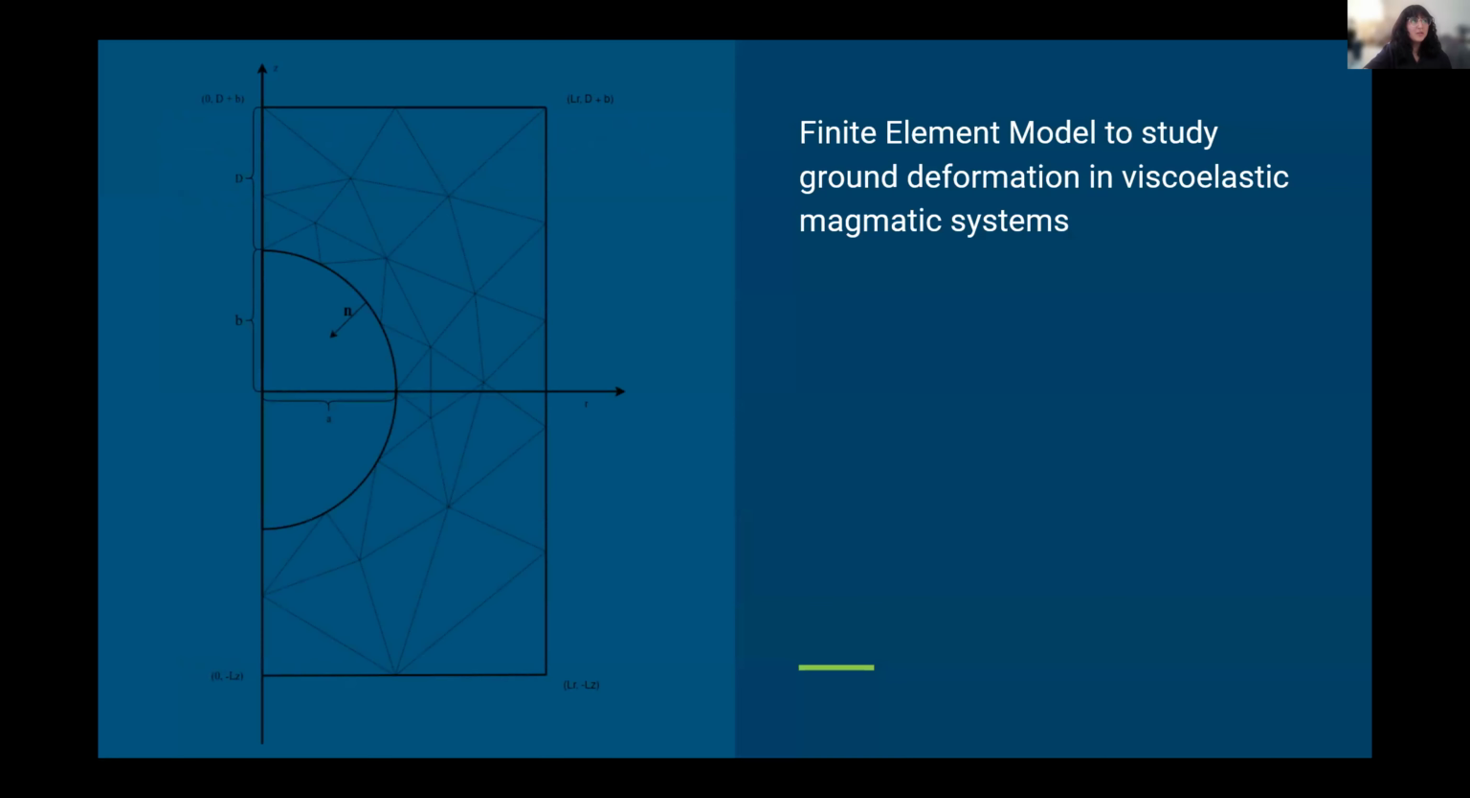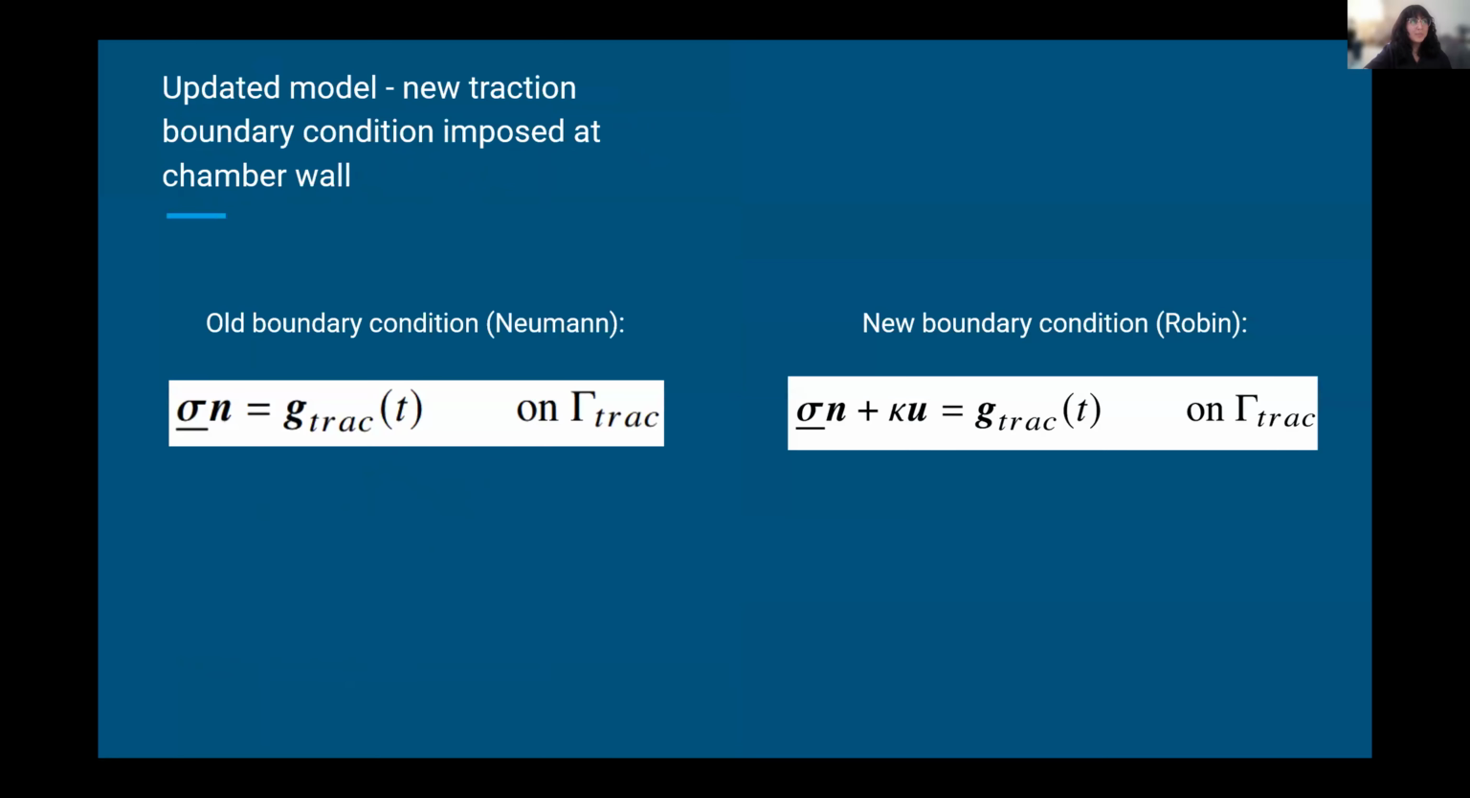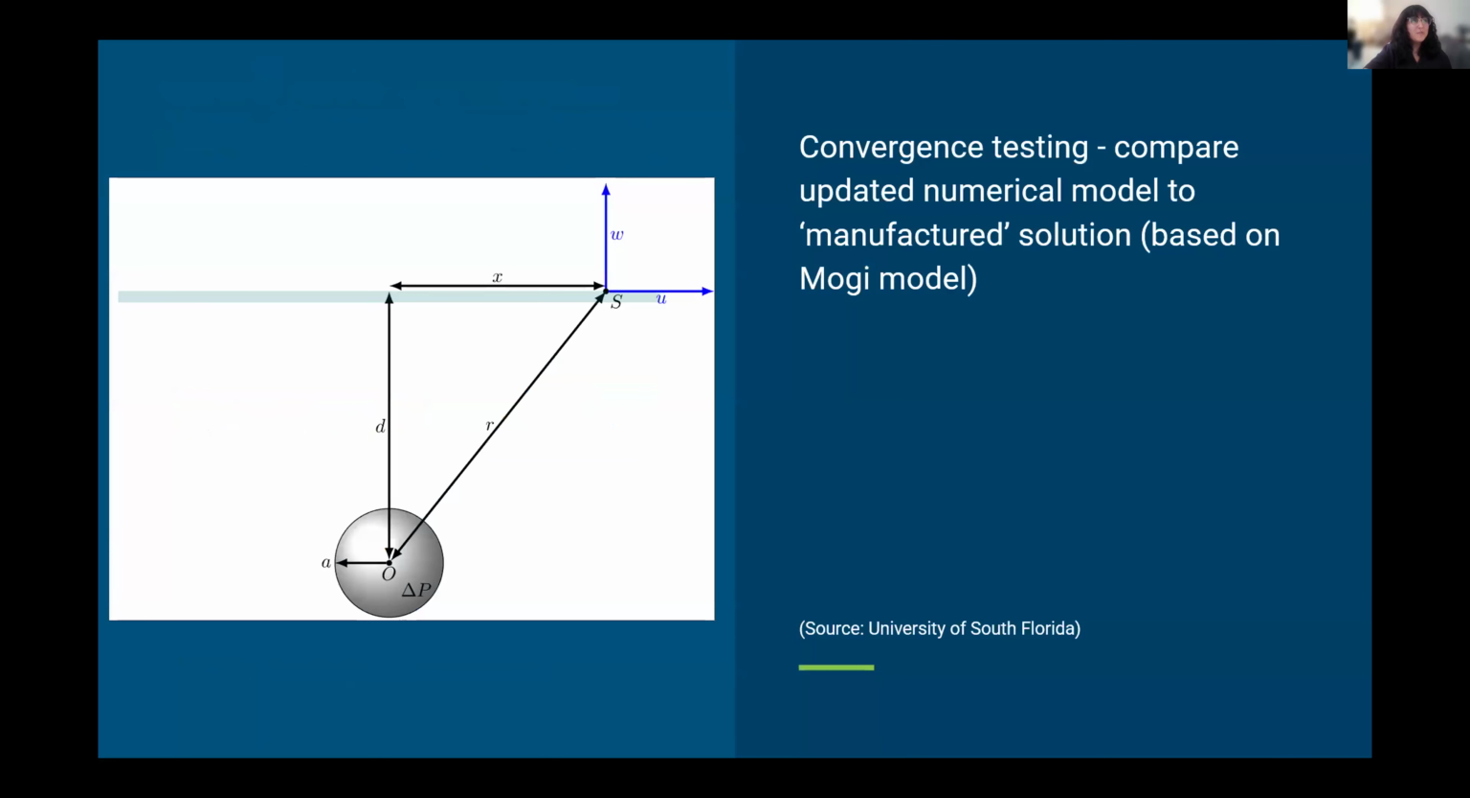The previously proposed model imposed a traction boundary condition on the magma chamber wall that solely involved time-varying pressure. The key difference here is that we now also consider mass variation by adding an additional term to the boundary condition. Due to this change, we must perform convergence testing in order to ensure that the updated model is numerically stable, which involves comparing the numerical solution to the analytical solution.